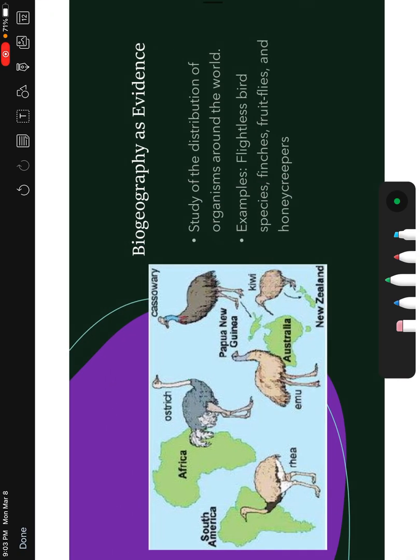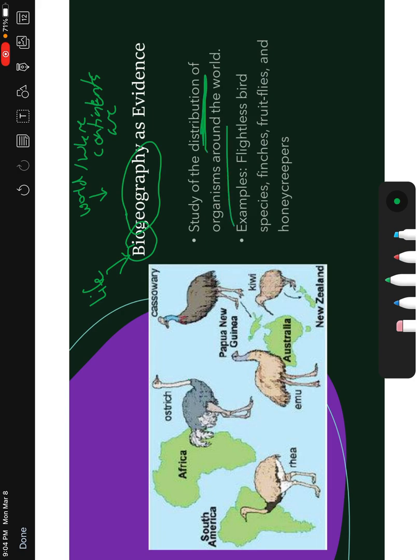Okay, so the next form of evidence is going to be biogeography. If you guys remember, bio means life, and geography is just like the world. So this could be things like where continents are, that sort of thing. And it is the study and the distribution of organisms around the world.